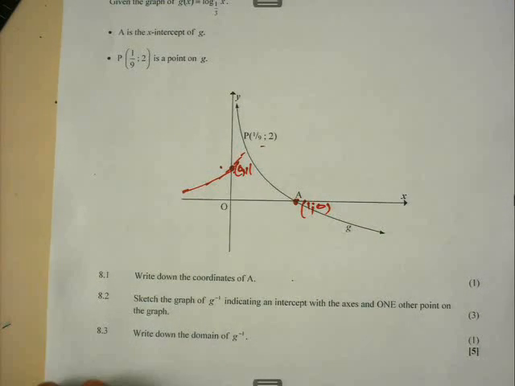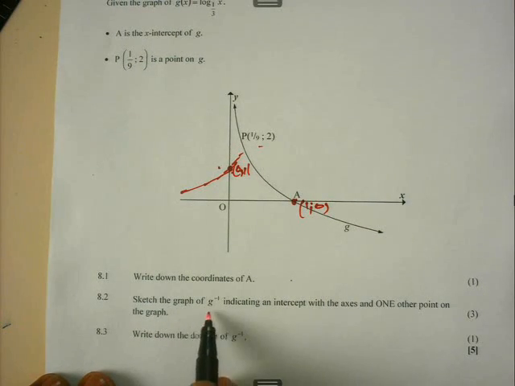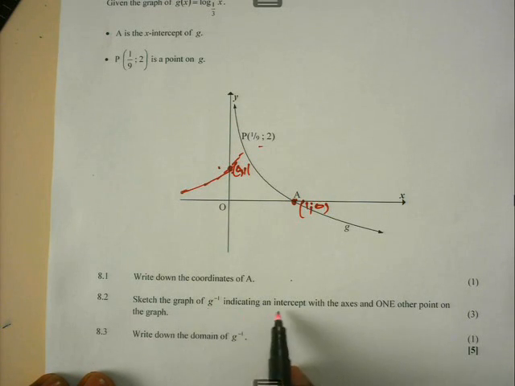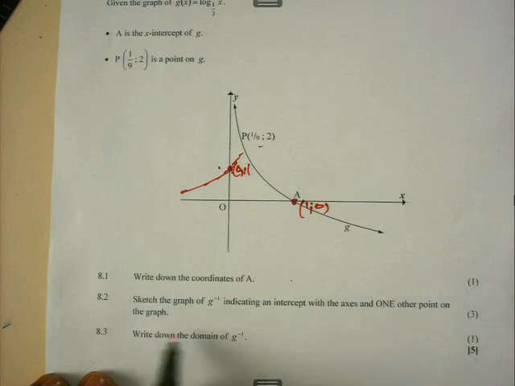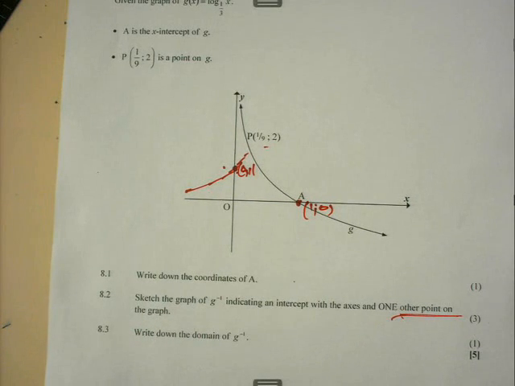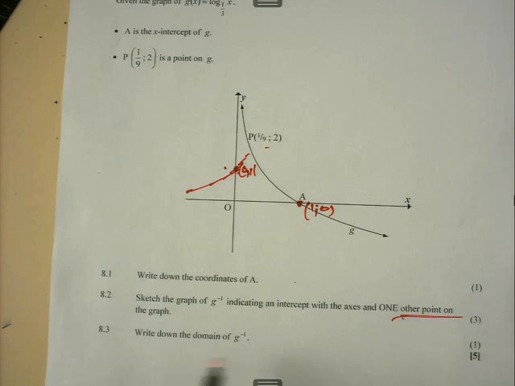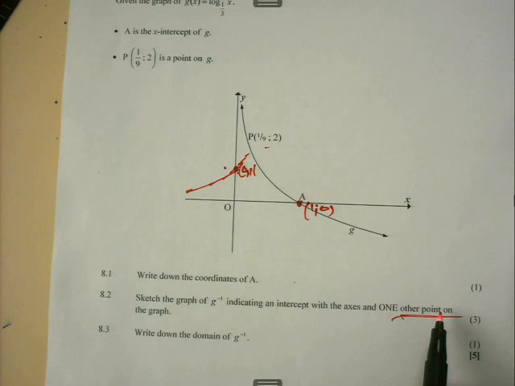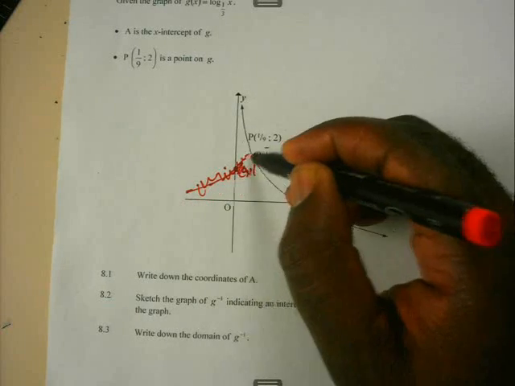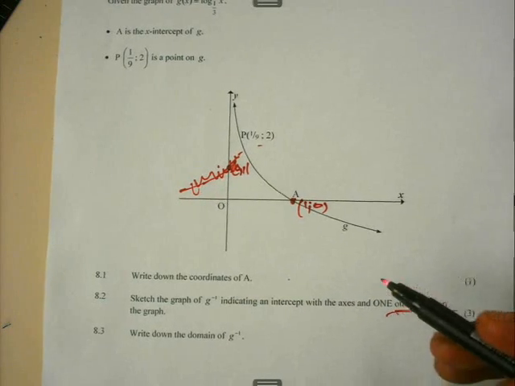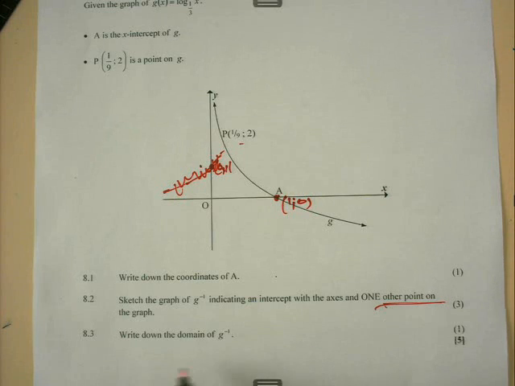Right. 8.2. Sketch the graph of g inverse, indicating the intercept on the axis and one other point on the graph. That will always be emphasized. This is the third question from previous question papers that always carries this. So it says we must be able, at this point in time, to draw the graph.